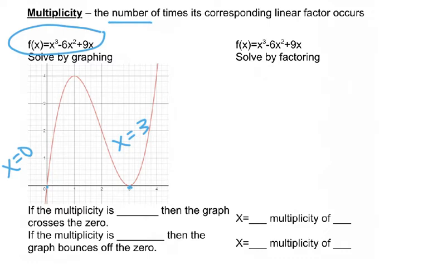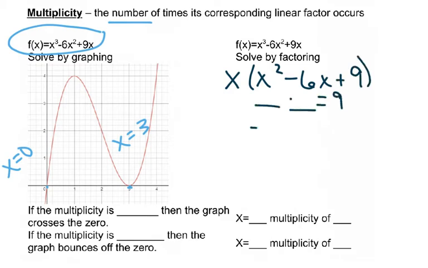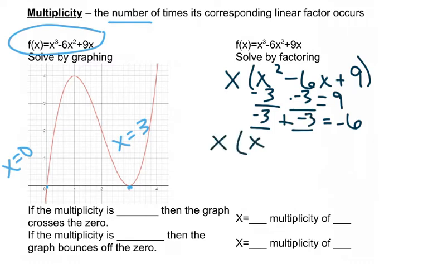Okay, but now we're going to look at factoring, because you'll be able to see the linear factors a little bit better, and we can talk about what's really making the graph look like it is. So the first thing I'm going to do is factor out an x. I'm left with x squared minus 6x plus 9. I need two numbers that multiply to give me 9, but add to give me negative 6. So negative 3 and negative 3. So I have x, x minus 3, and x minus 3.